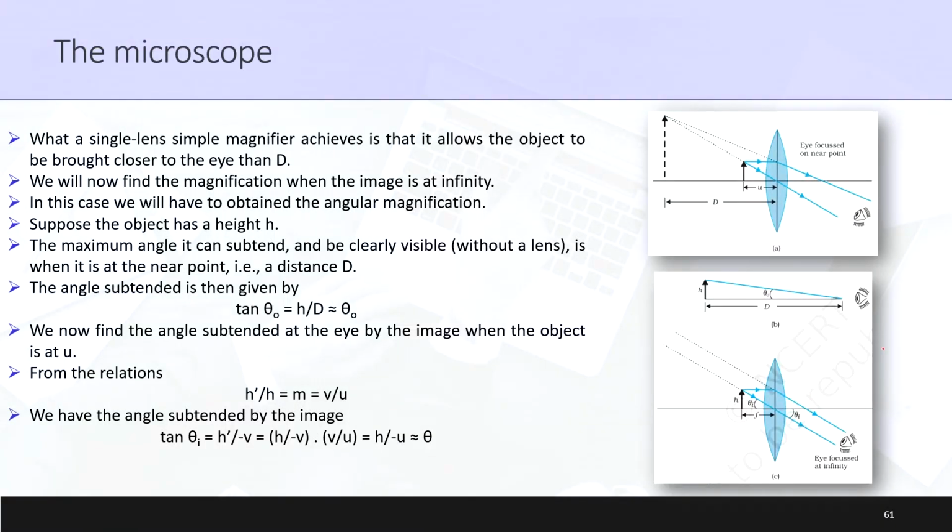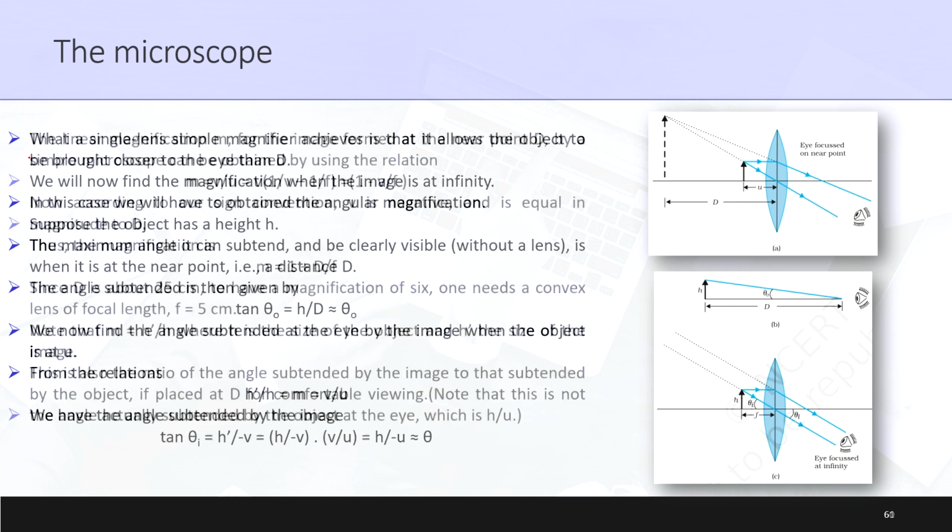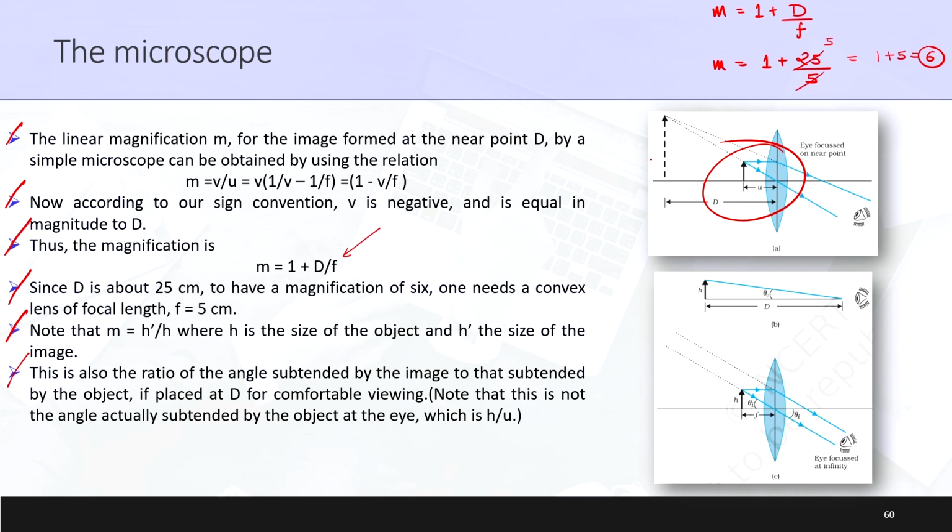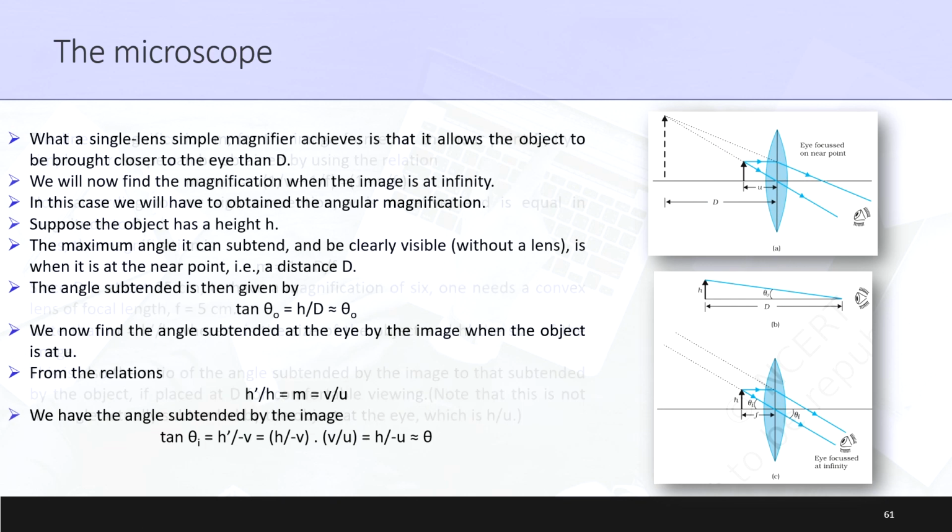So, now what a single lens simple magnifier achieves is that it allows the object to be brought closer to the eye than capital D, quite evident. We will now find out the magnification when the image is at infinity. For the previous portion, we found out the value when the image was focused on the near point. Now, we will try to find out what will happen if the image is at infinity.